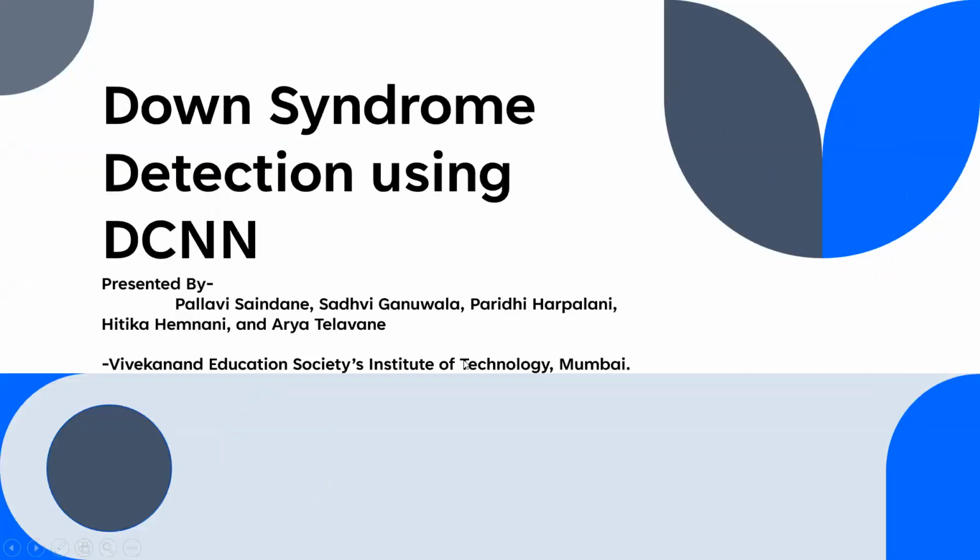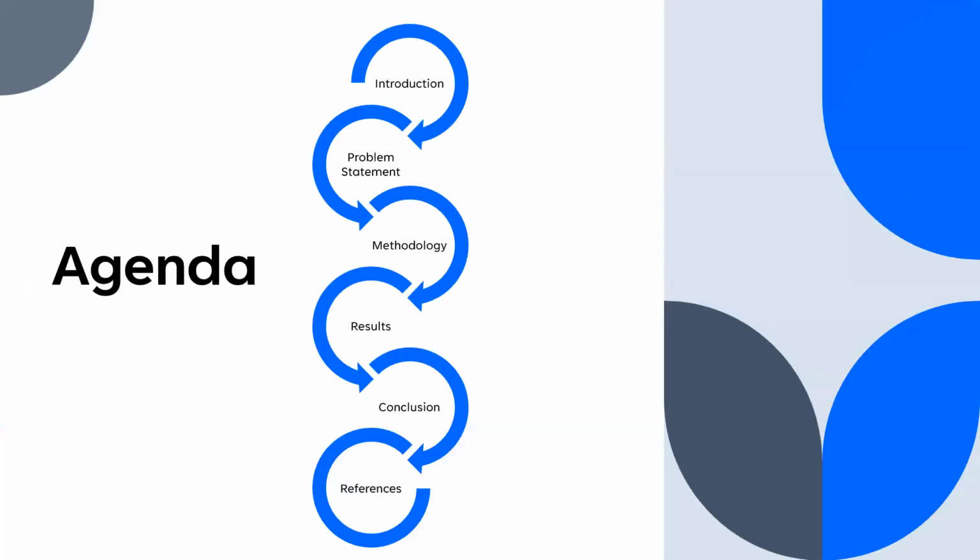Hello and good morning to everyone. The title of my paper is Down Syndrome Detection Using Deep Convolutional Neural Network. My co-participants are Pallavi Shindane, who was our mentor from our college, Sadhvi Ganwala, which is me, Paridhinder Hatnani, Ritika Hemnani, and Arya Telagni. We are from Vivekanand Education Society's Institute of Technology from Mumbai. The topics that we are going to cover in our presentation are the introduction, the problem statement, the methodology, results, conclusion, and finally the references.